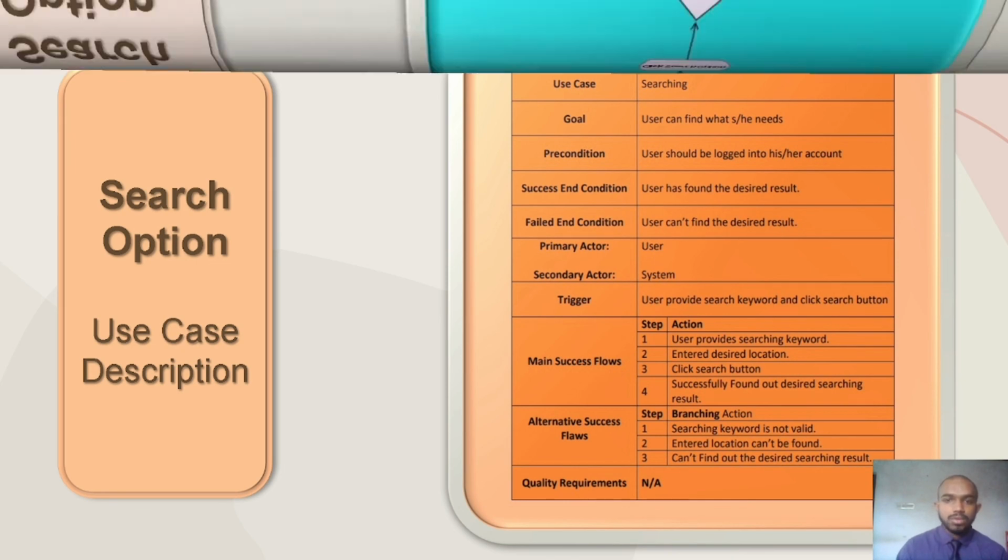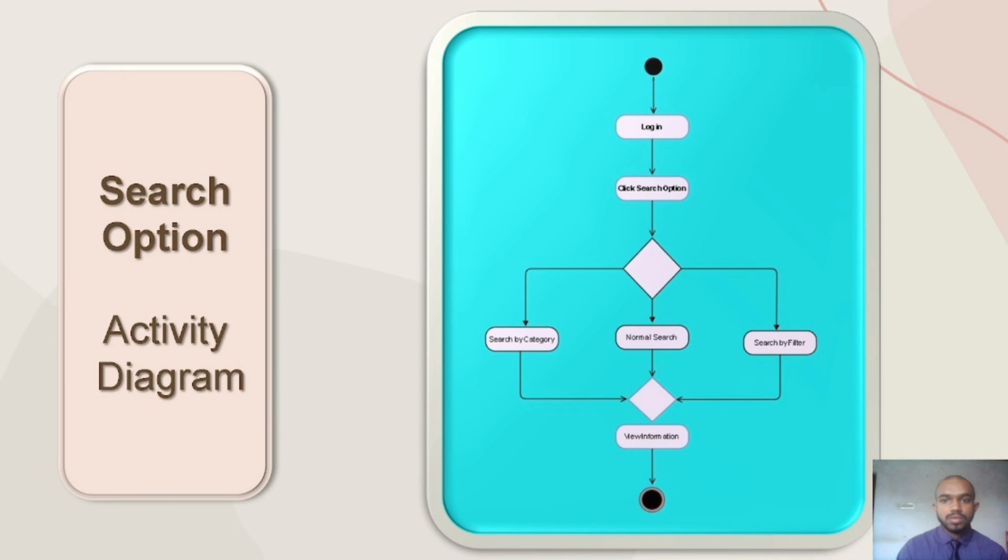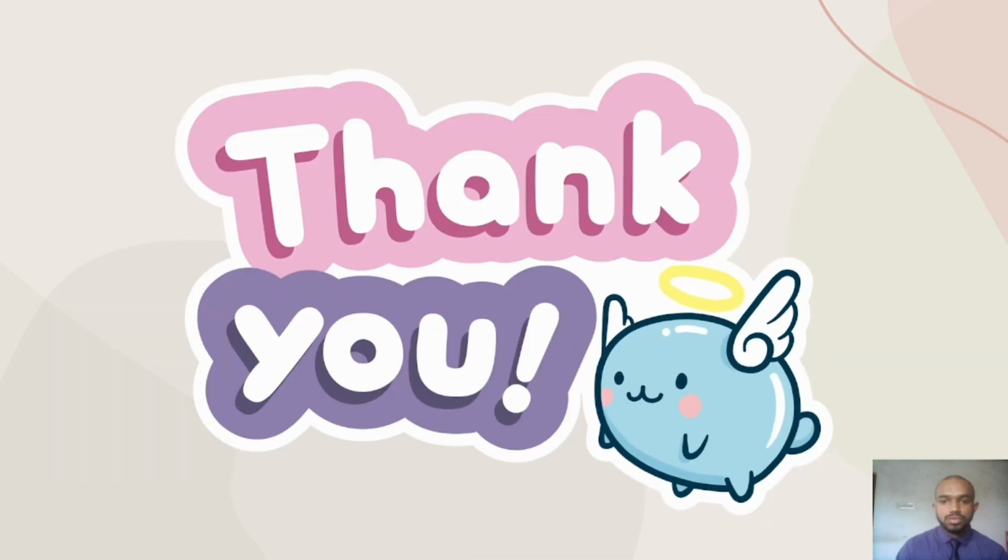Now lastly we will see the activity diagram of the search option. Here we can see that the user must be logged in, then he clicks the search option. After clicking the search option, he can search by category or with a normal search option, or he can also search by filter. Then after searching he finds the information and views the information. So this was the end of my topic. Thank you.